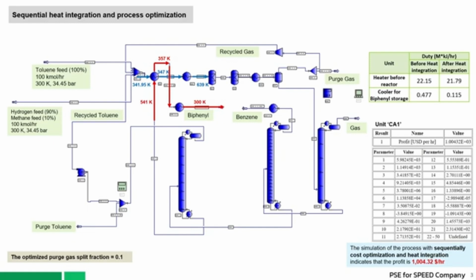However, since the heat integration and the optimization are not performed at the same time, we may not get the optimal solution because the heat integration is not considered during the process optimization. But, if we do heat integration and process optimization simultaneously, the fully optimized results could be found. Now, I will show you the use of the PSE SPEED heat integration module for the simultaneous approach with the Aspen-like simulator, in the next slide.